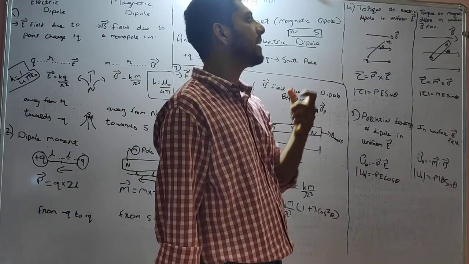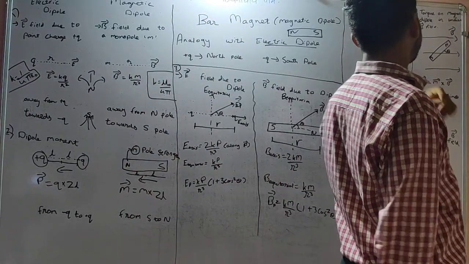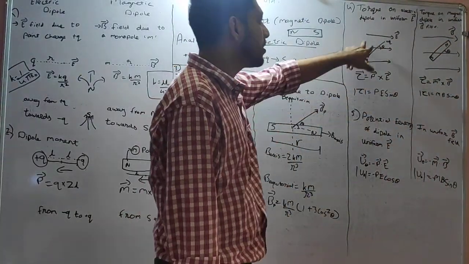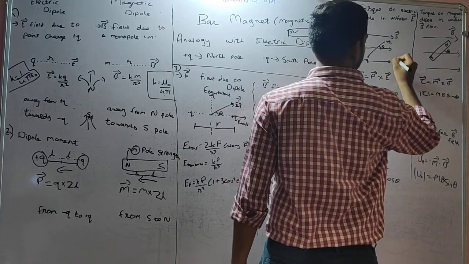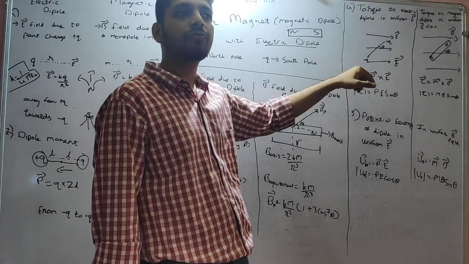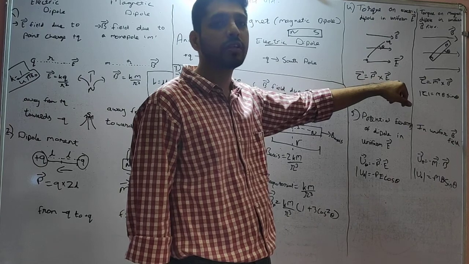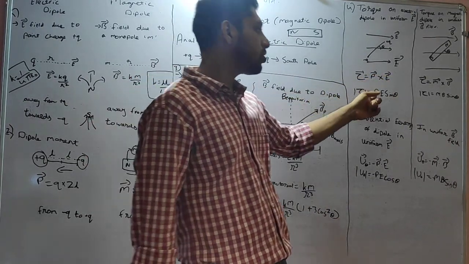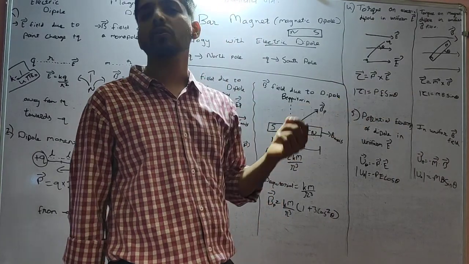Fourth, torque on electric dipole in a uniform electric field. So here I have shown the uniform electric field. This shows the field lines, uniform electric field lines. Then the torque will be p cross E. It is a vector quantity. If you want to find the direction, it will be p cross E. If you want to find the magnitude, then we can remove this cross product, and it will be pE sin theta.